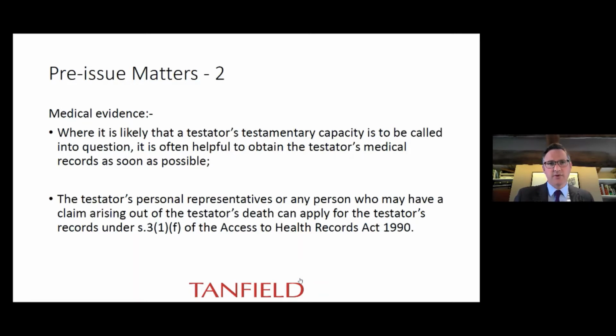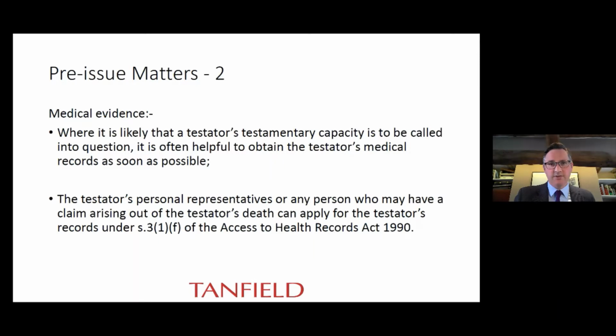Under Section 3(1)(f) of the Access to Health Records Act 1990, the testator's personal representatives, or any person who may have a claim arising out of the testator's death, can apply for the testator's records. A charge will be made which is proportionate to the volume of records requested, and the authority will give you an estimate before providing any of the copy records.